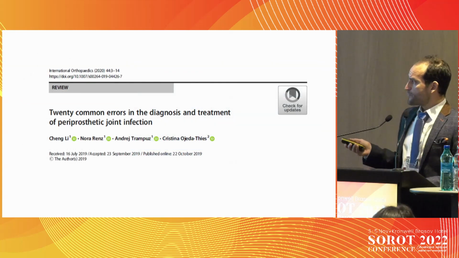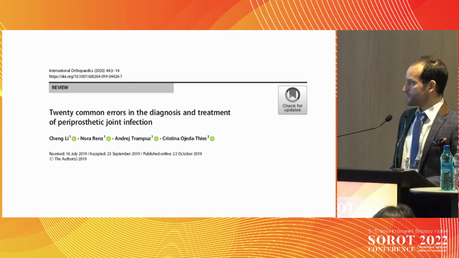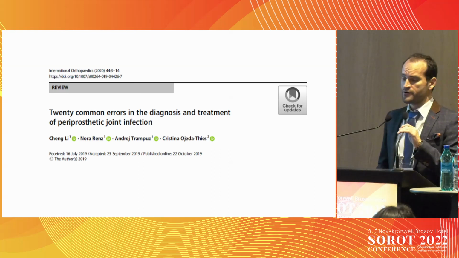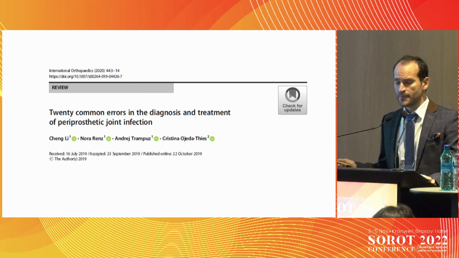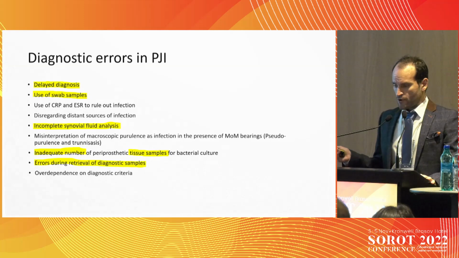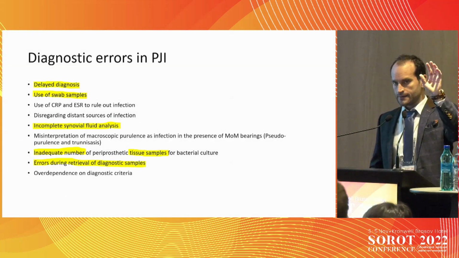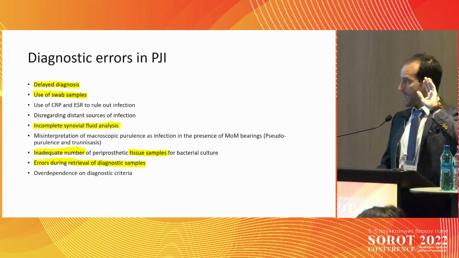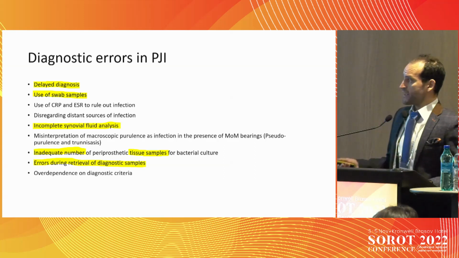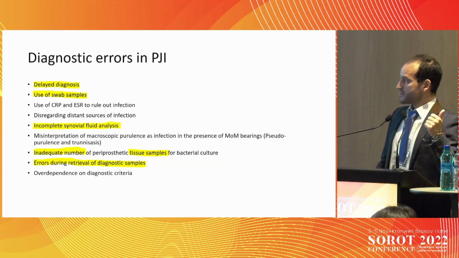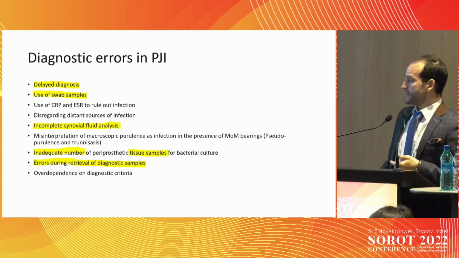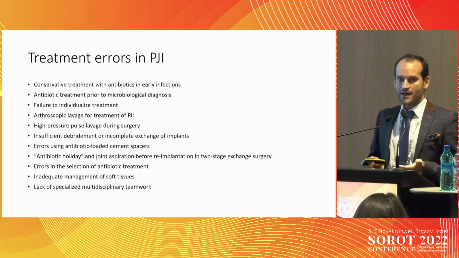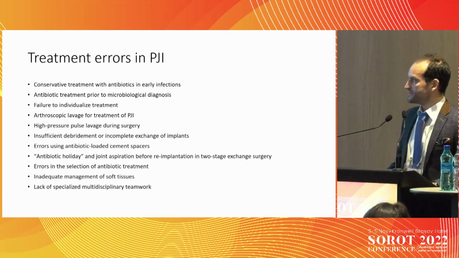And at last, this is a paper that you may read, you may search. I found it very interesting. The 20 common errors in the diagnosis of PJIs. Here, the authors highlight the most common errors that we make in this treatment. And as you see, the most common errors are delayed diagnosis, swab samples, incomplete synovial fluid diagnosis, inadequate number of tissue samples, and errors that can be managed, can be well treated.